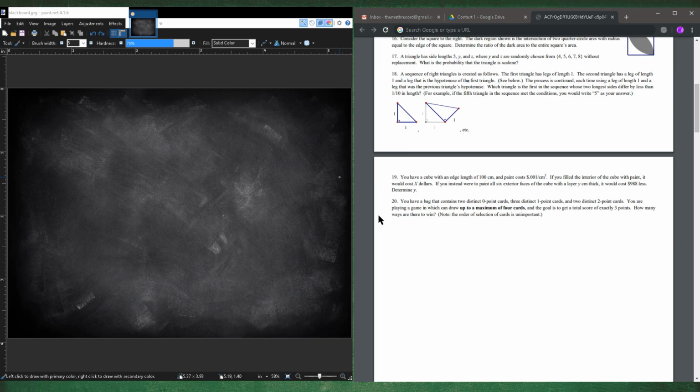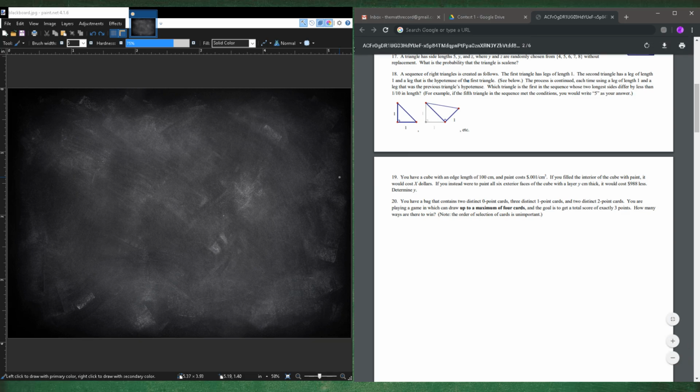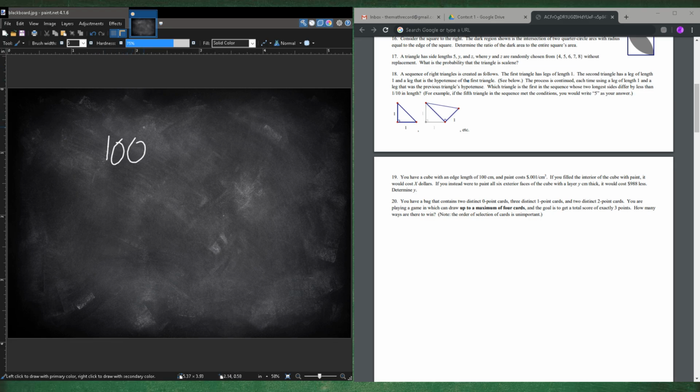Determine Y. Okay, so we first have to find the X dollars, which is if you fill the interior. So it would just be 100 cubed because each length is 100. So 100 cubed times the cost, which is 0.001. So let's use our calculator to find out what that is. 100 cubed times 0.001, you get 1,000. So it's going to be $1,000.